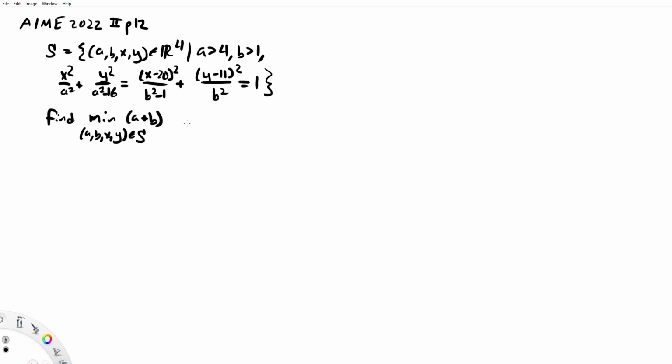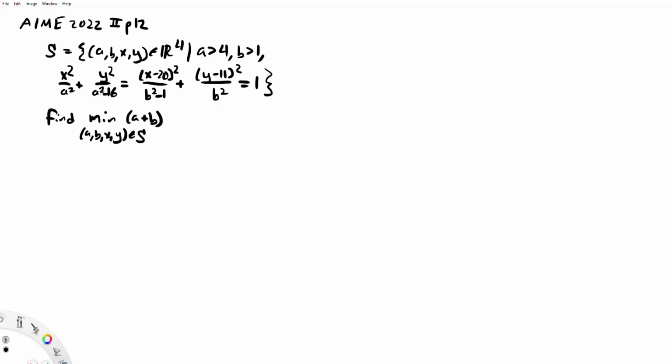And this looks like you may want to approach this algebraically. You may want to start moving things around. But when I tried that, I just got quartic polynomials and it just got really bad. So the trick is this is actually a geometry problem.